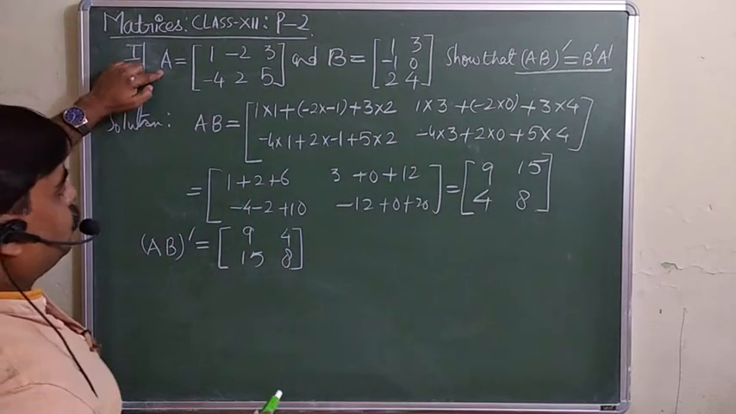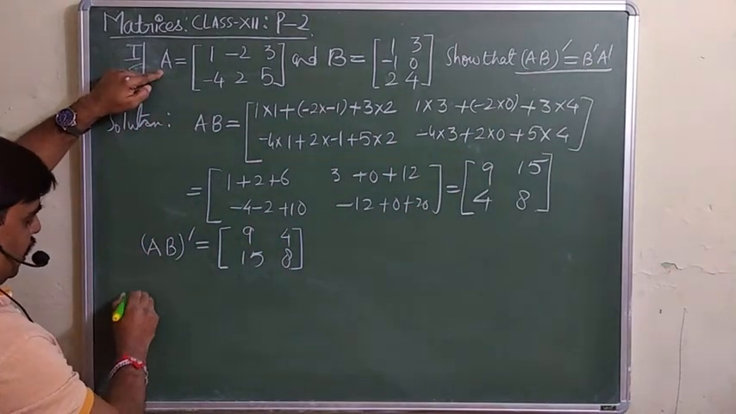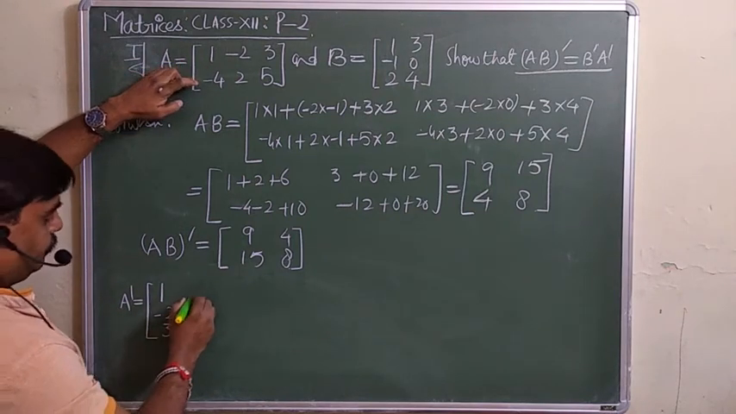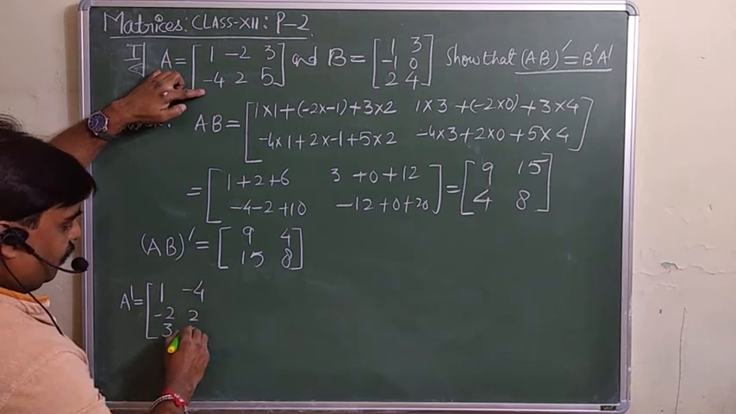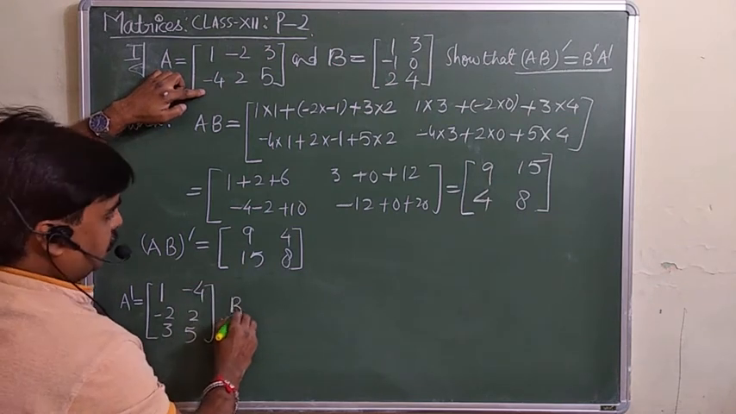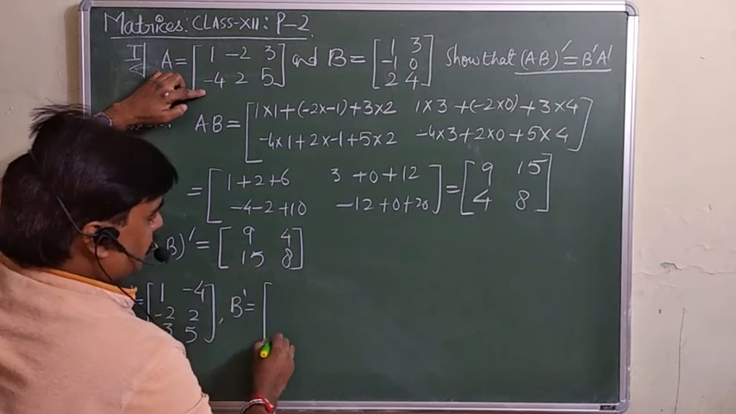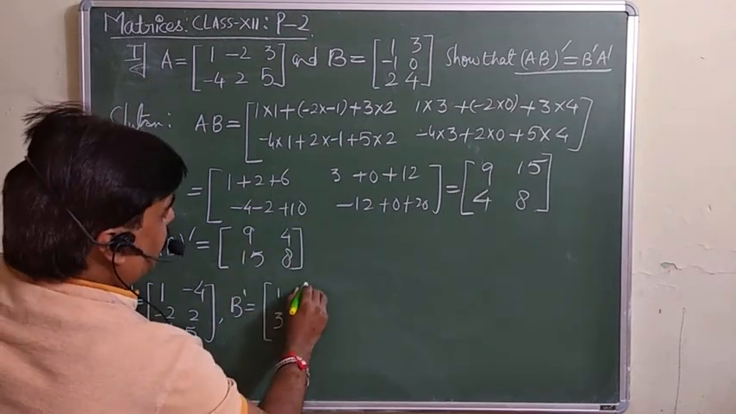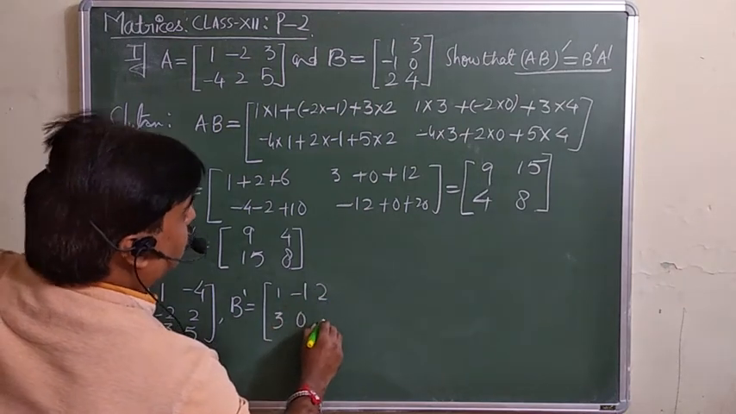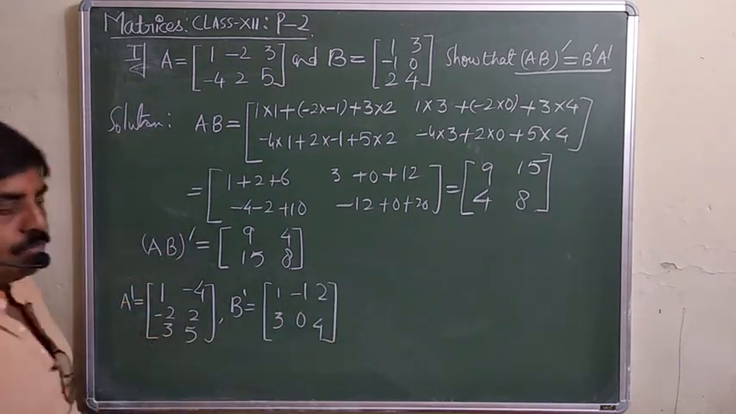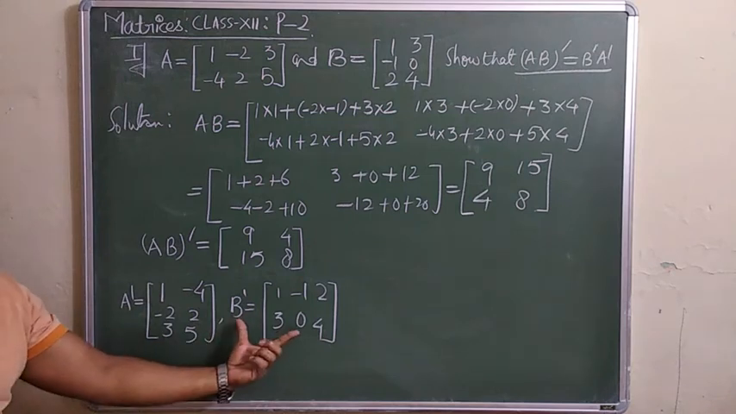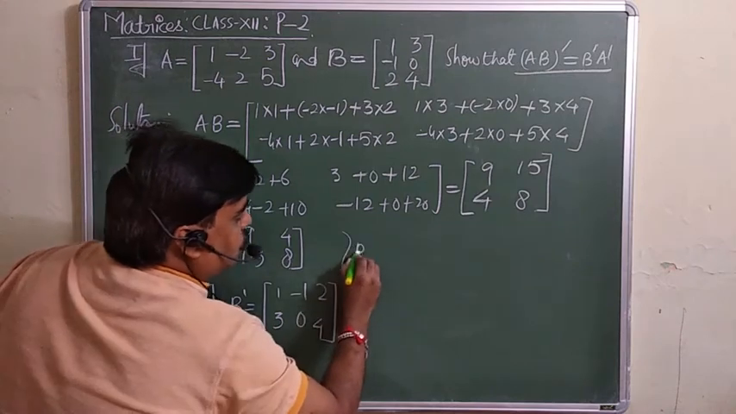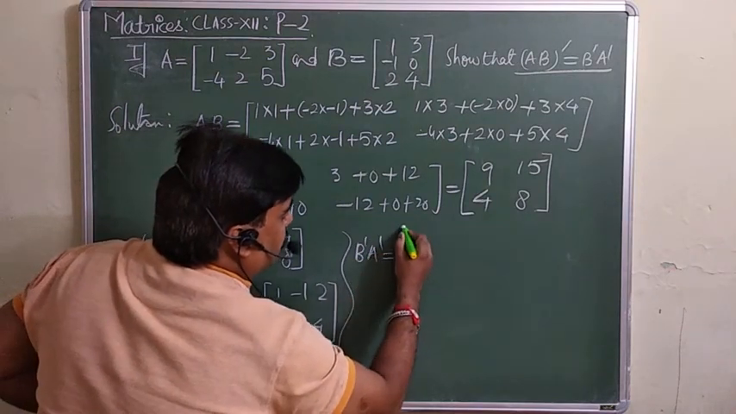So first of all, you must take the A transpose here. A transpose you will do. So you will get [1, -2; 3, -4; 2, 5] and B transpose. This is 1, 3, -1, 0, 2 and 4. This is B transpose. But now you want to do B transpose into A transpose. So now here we are going to do the B transpose into A transpose.